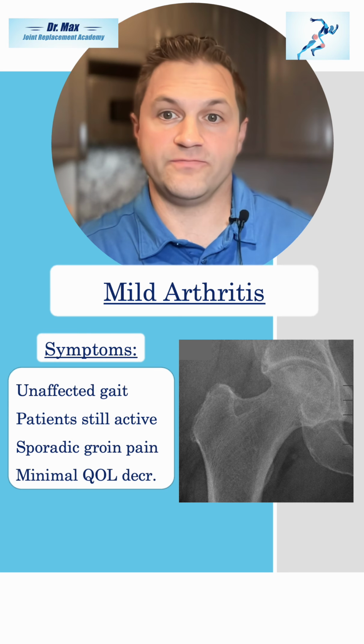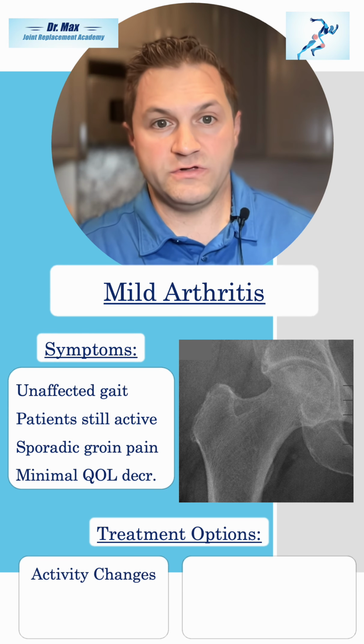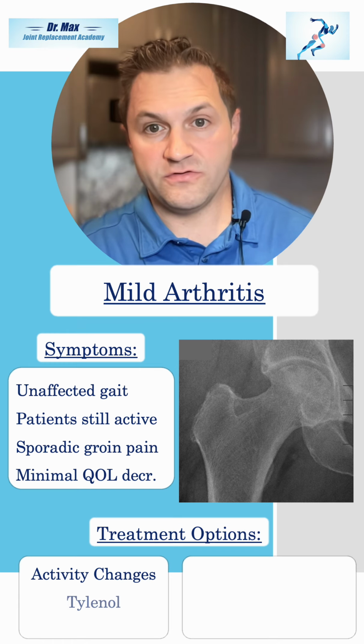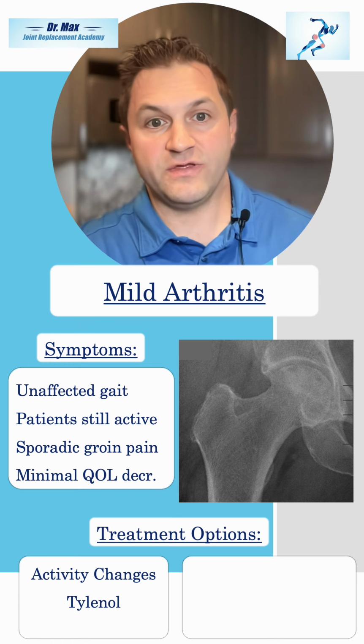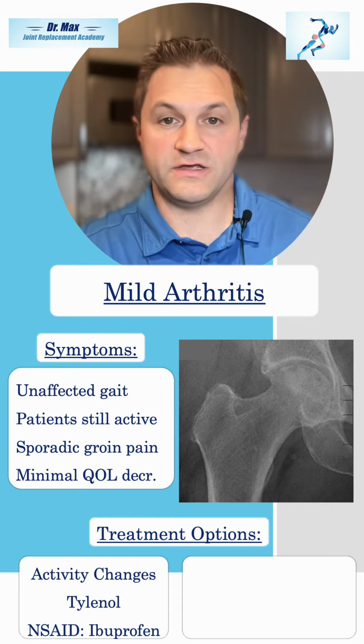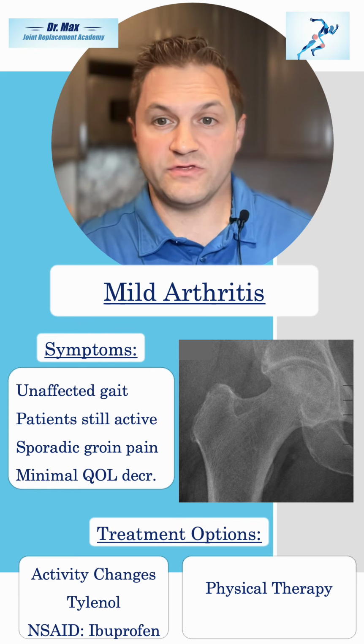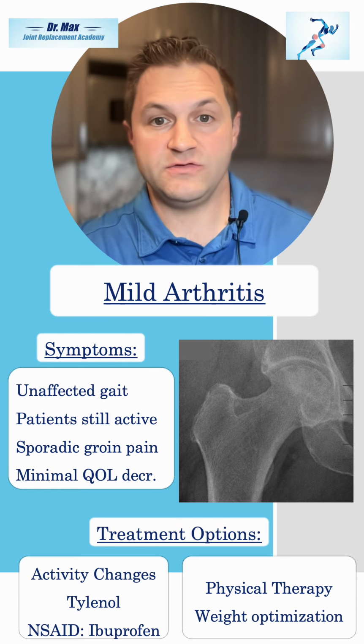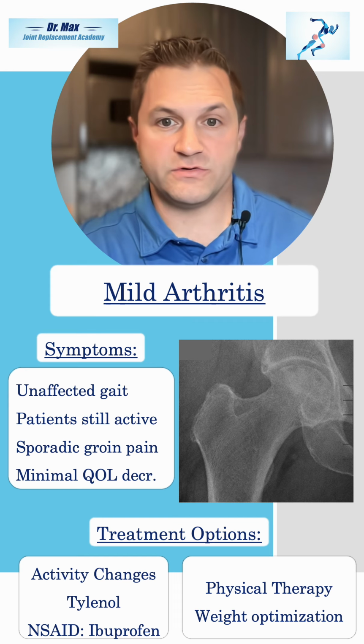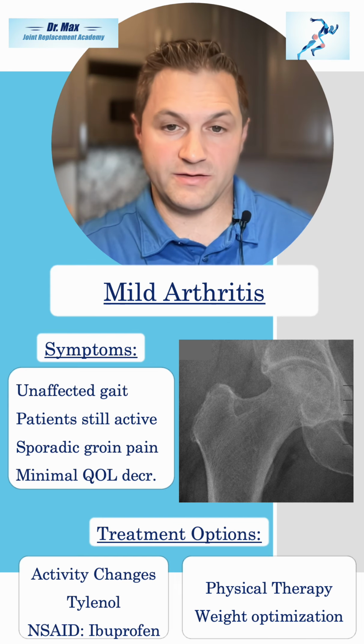Treatment options would include avoiding the activities which hurt, using Tylenol or anti-inflammatory medication known as NSAIDs, like ibuprofen, which must be discussed with your doctor. Physical therapy can also be used to help strengthen the muscles around the hip. And lastly, weight optimization will also help reduce the stress and alleviate the pain.